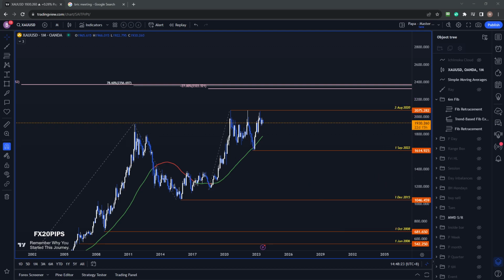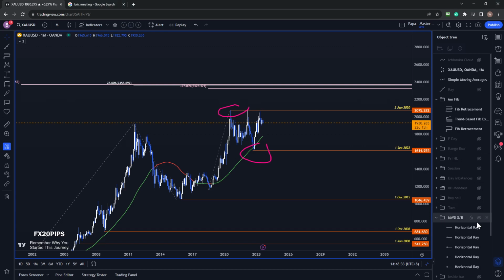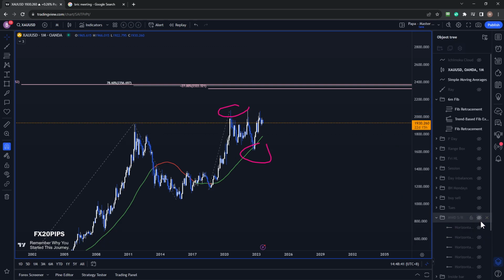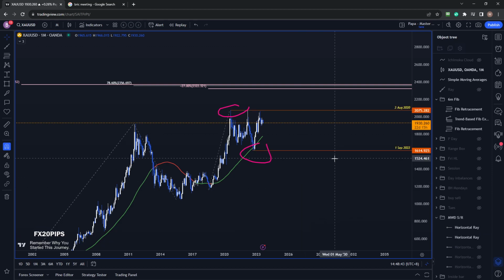Right, so I am going to leave these two levels here to guide me on the higher time frame support and resistance. So where is this? This is here, here. So I'm just going to put this up there, hide the rest, open these two. There we go.